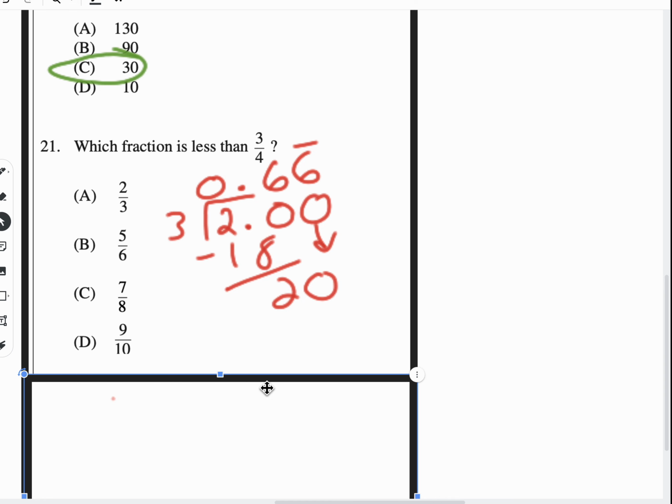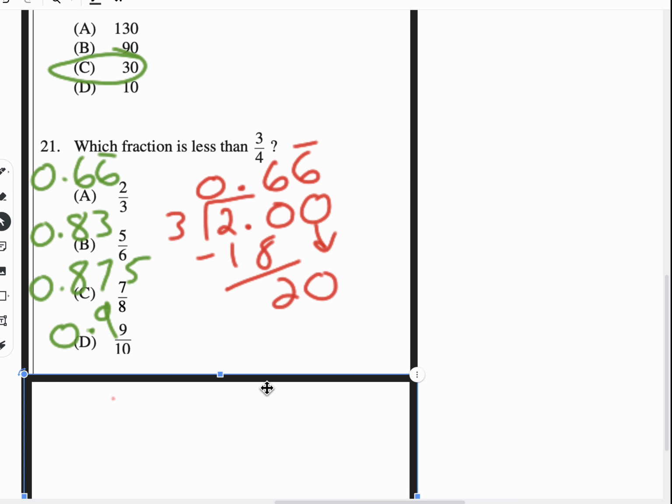Now let's continue to use long division to work out our decimals. We'll convert fractions to decimals here. B, 5/6, for example, will equal 0.83. C will equal 0.875. And D will equal 0.9.